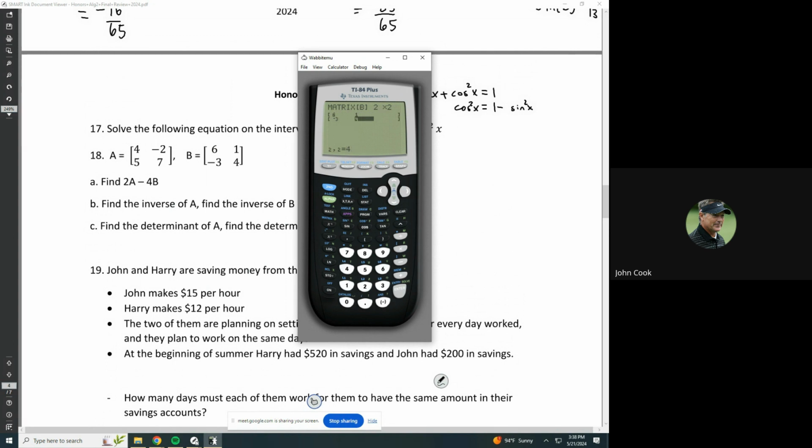Okay, and then it's asking me to do 2A minus 4B. So 2 times matrix A minus 4 times matrix B. Enter, and there's my answer for it. Okay, so I get, looks like negative 16, negative 8, 22, negative 2.